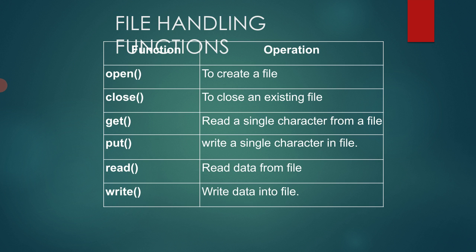Now the file handling functions, these are the functions which are used to handle files. The open function is used to create a file. The close function is used to close an existing file. The get function is used to read a single character from a file. The put function is used to write a single character in a file. The read function is used to read data from a file. The write function is used to write data into a file. So these all are the file handling functions.